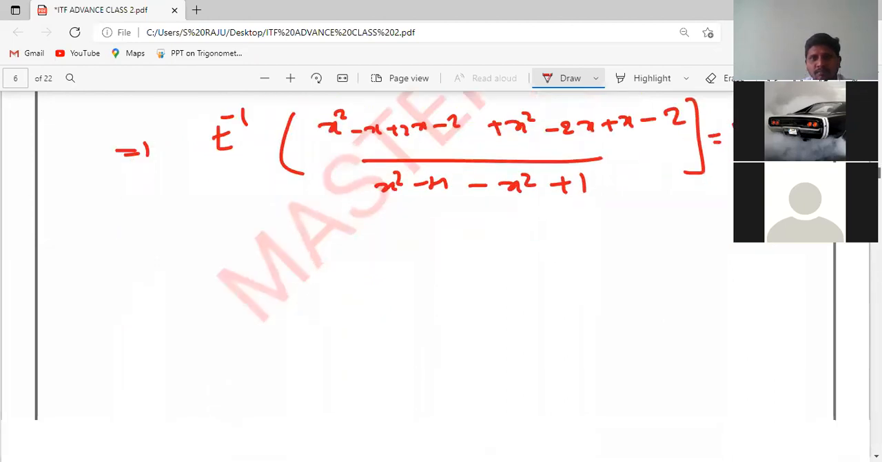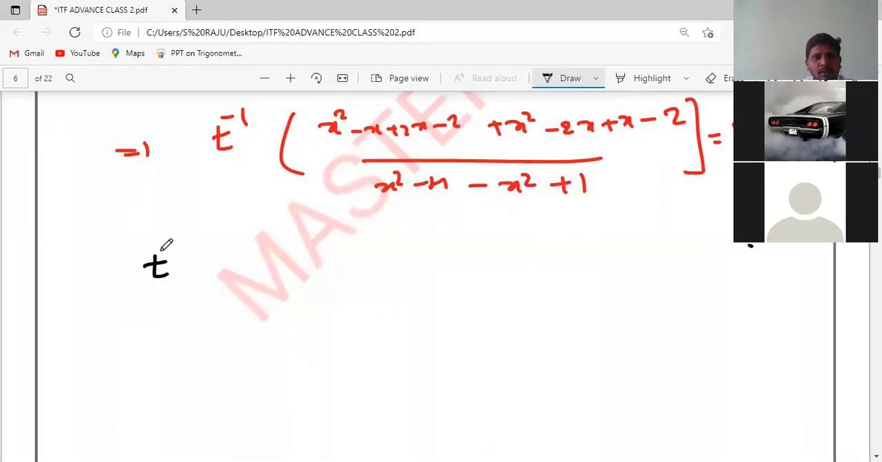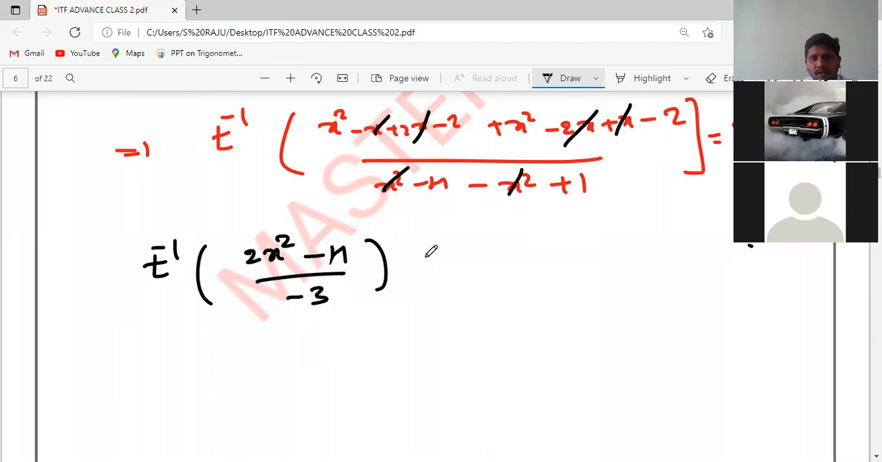Then what do you observe here? Anything will be cancelled here. Friends, tan inverse of what? 2x square, plus x minus x plus 2x minus 2x get cancelled, minus 4 divided by x square cancel. But here we are getting a negative value, is equal to pi by 4.